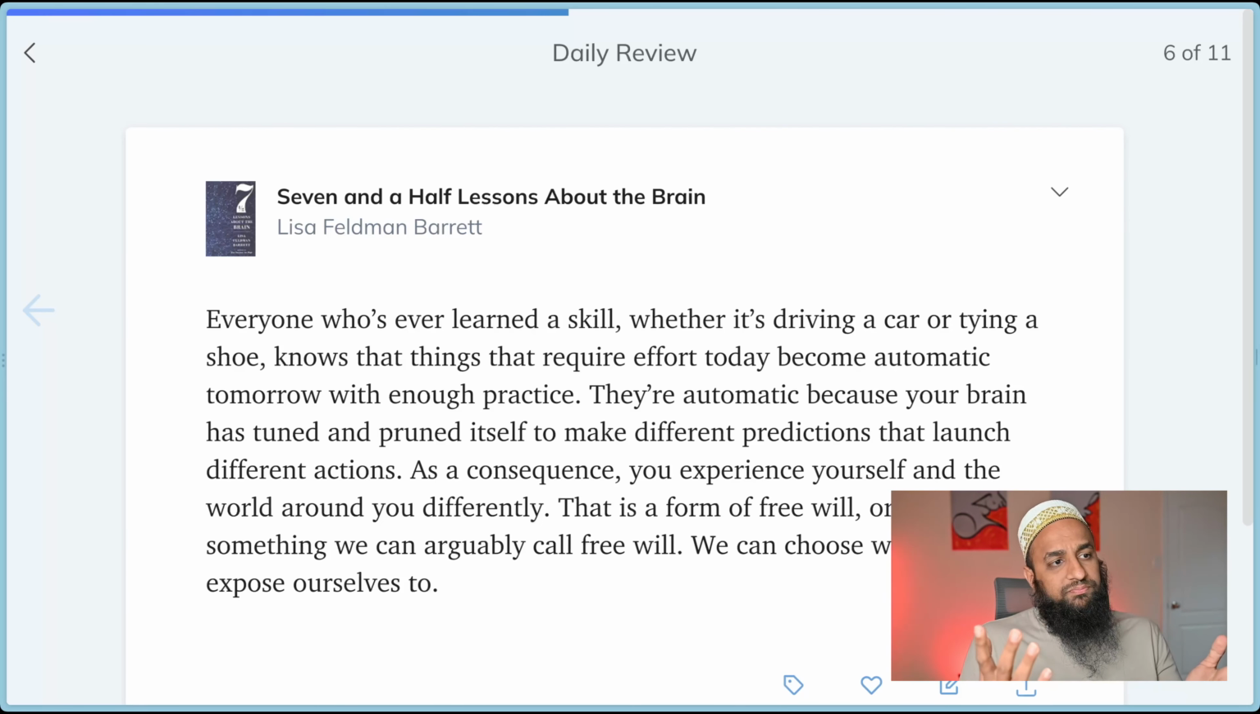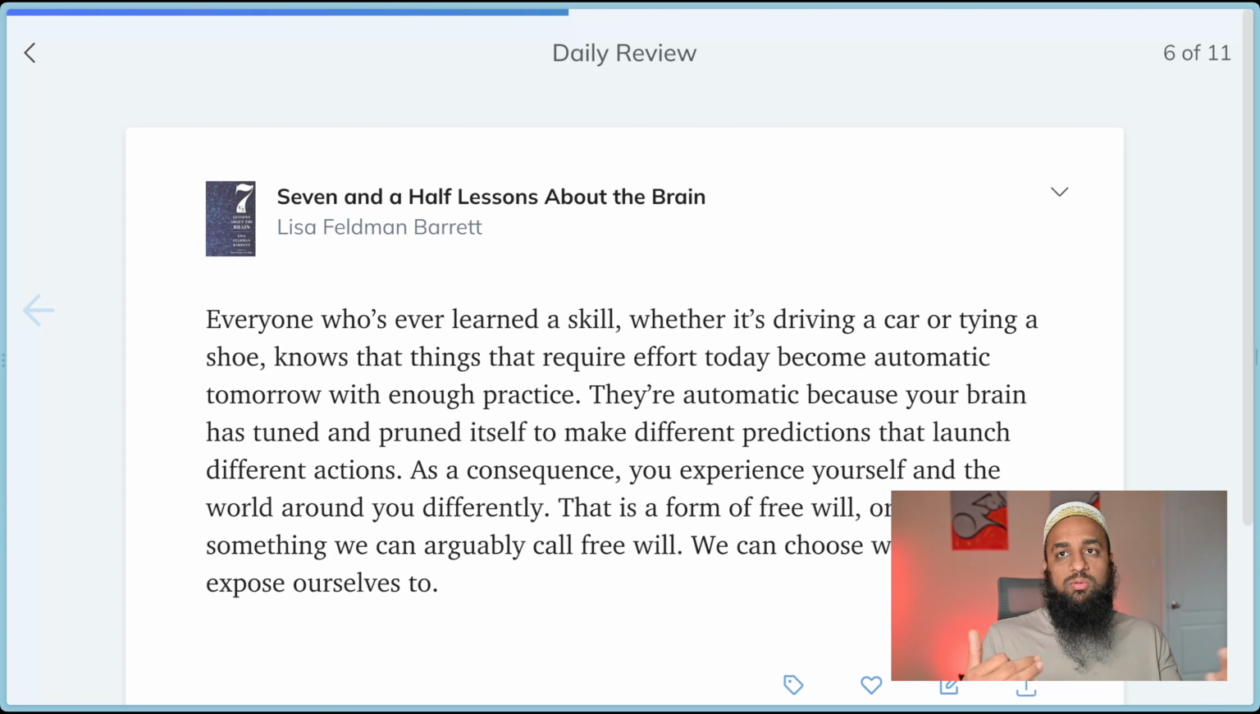So the discussion over here really talks about this learning process, and it tells that the brain has tuned and pruned itself to make different predictions that launch different actions, based on what you've learned in the past. Every time you drive a car, it's mostly the same, but the experience is different. Brains learn, they rewire themselves based on each and every experience. That's what makes practice. That's what makes a habit. So you experience yourself and the world around you differently with each and every experience, right? And that is a form of free will.